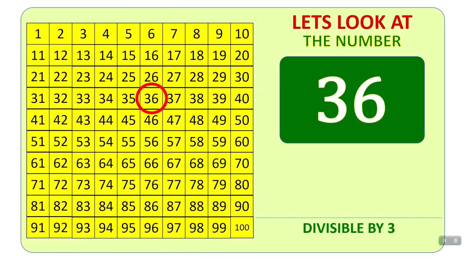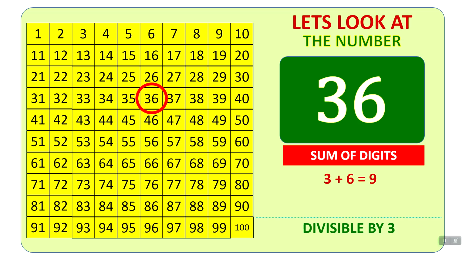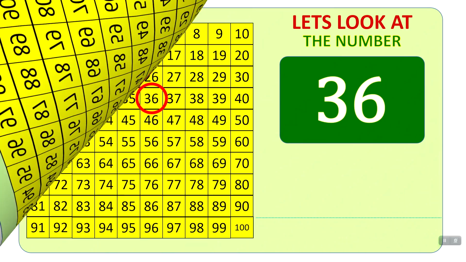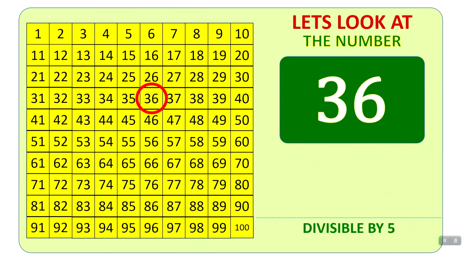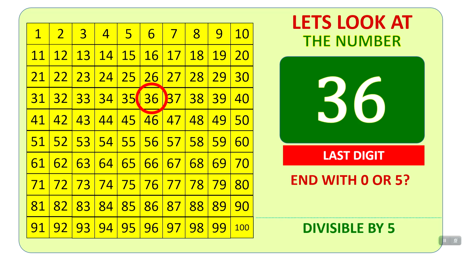What about is 36 divisible by 3? The rule for dividing by 3 is the digits have to add up to a number that is divisible by 3. So let's check the sum of the digits. 3 plus 6 is 9, and 9 can be divided by 3 without a remainder. So 36 is divisible by 3. What about divisible by 5? Can 36 be divided by 5 without a remainder? The rule for dividing by 5 is the last digit has to end with 0 or 5. In this case, that is not the case. 36 ends in 6, and so therefore 36 is not divisible by 5.